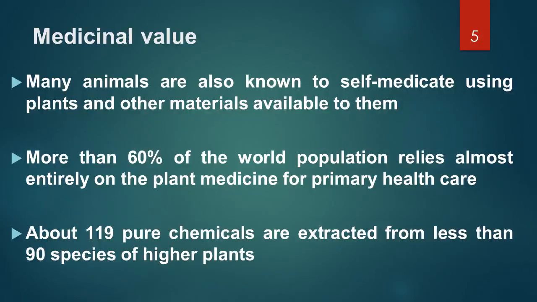The natural products have been recognized and used as medicines by ancient cultures all around the world. Many animals are also known to self-medicate using plants and other materials available to them. More than 60% of the world population depend almost entirely on plant medicine for primary health care. And about 119 pure chemicals are extracted from less than 90 species of higher plants and used as medicines throughout the world.